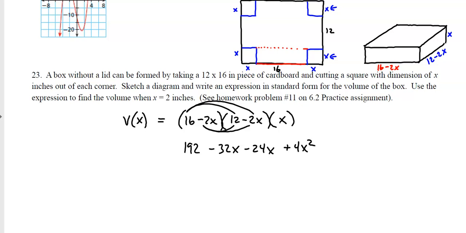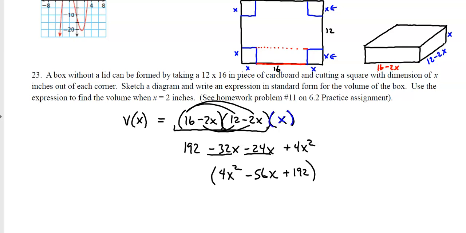Let's clean that up while we're here. And I'm going to put the 4x squared in the front just because I like standard form. I got a 4x squared. Slap my x's together, I get a negative 56x. And then I get a constant of 192. Now, don't forget, though, we've only just done this part. So I still have to multiply by this little old x over here.